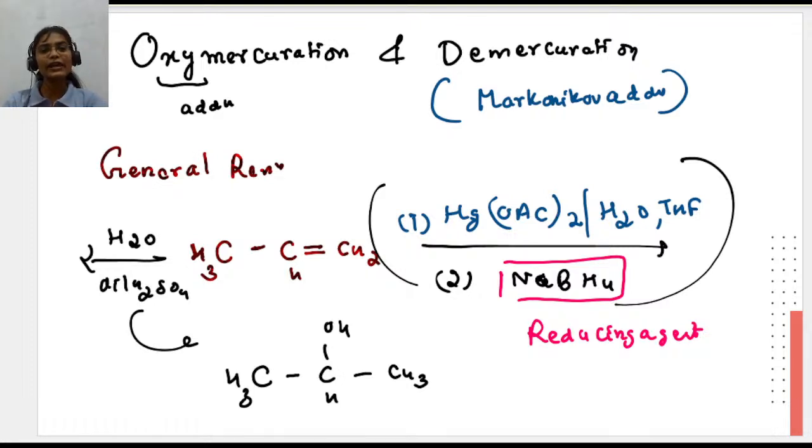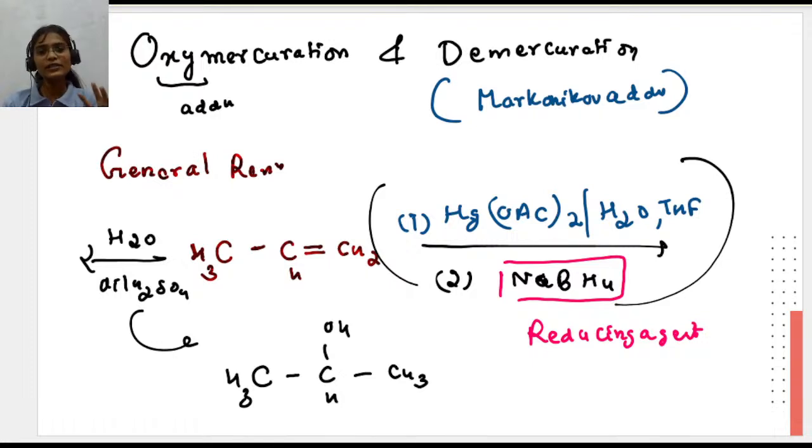Why are we using Hg(OAc)2? No rearrangement possible. Yes, you're right, this is actually the biggest reason. We are using Hg(OAc)2 because in this case the scope of rearrangement is not there. Point number one: we are not getting any kind of rearranged product. Now you tell me, Darshana, why is no rearrangement possible? Do you know the reason?